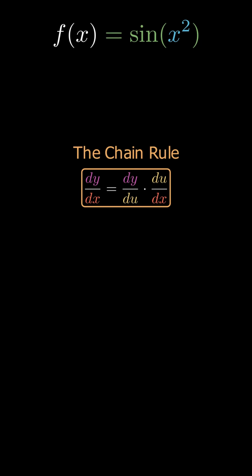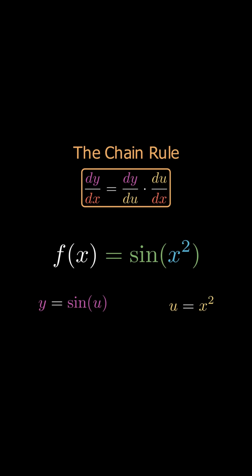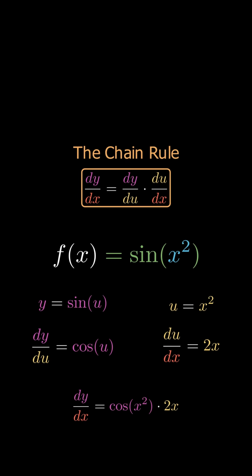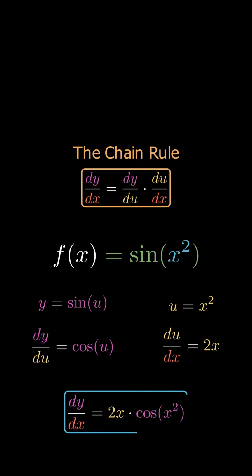Returning to our example, sine of x squared. Differentiate the outer, then multiply by the derivative of the inner, cosine of x squared, times 2x. The chain rule follows the path from the inner function to the outer function.